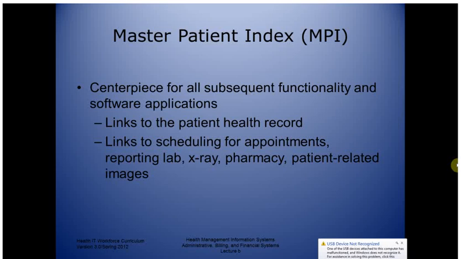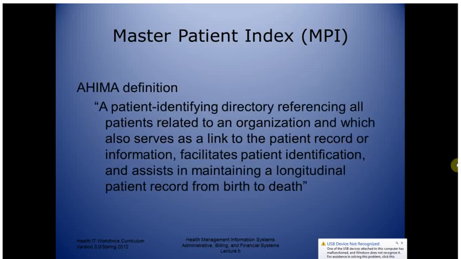So again, the master patient index is centerpiece for all functionality. So it's the health record, linking the scheduling, reporting, all of this information together. It's important because, this is on my next one. Sorry. It's the directory that references all of those things. That's the difference between the MPI and the UPI. This is the directory, has all that stuff together. The UPI is just this little identifier that makes that patient unique.